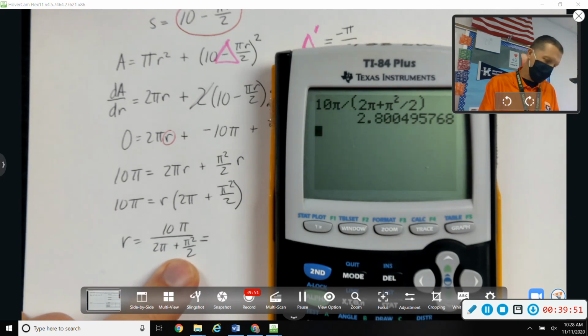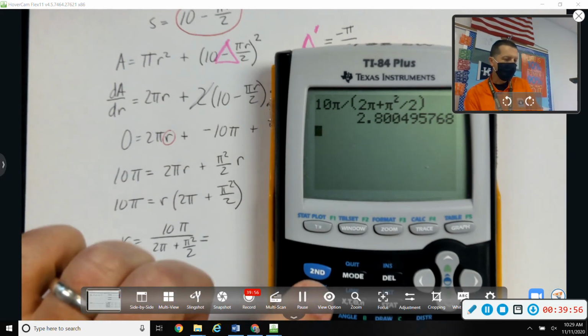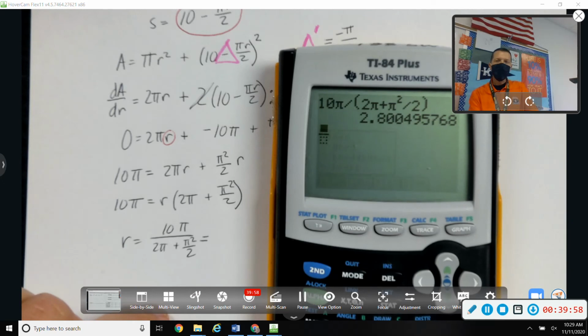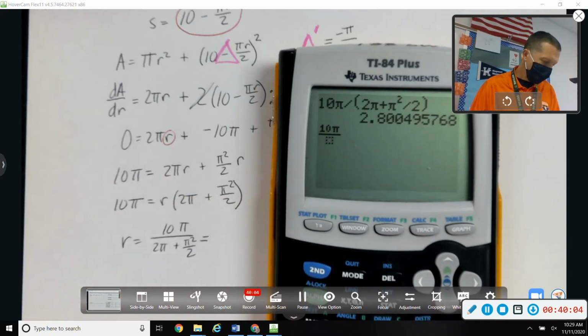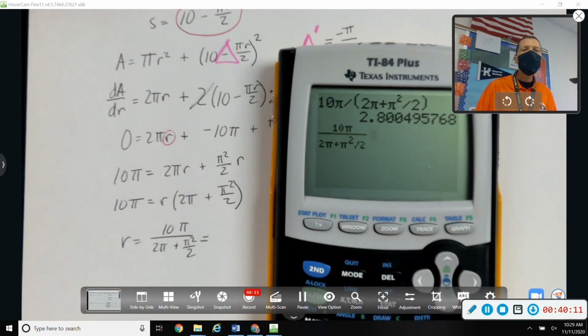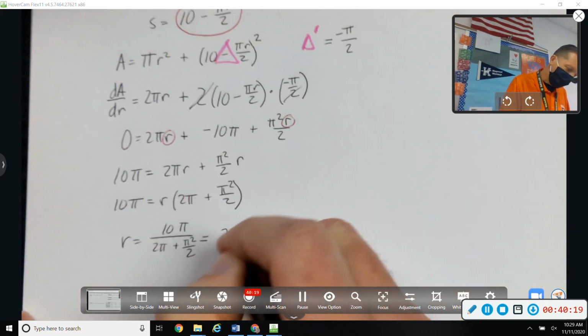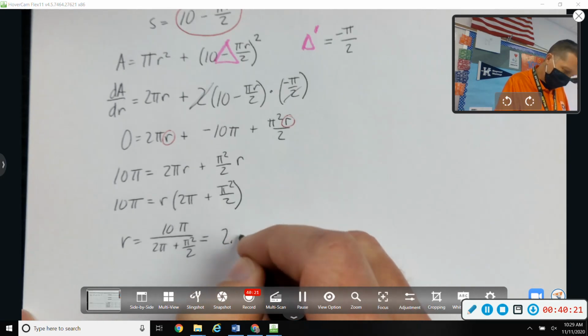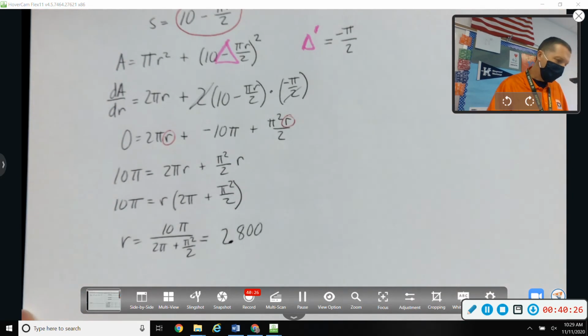By the way, your calculator has a fraction bar. I don't know if you know this or not. The alpha F1, the first option is a fraction bar. So if the parentheses are really messing with you, you can avoid some of them. Let's see, that should be the same thing. And it is. So if you like the fraction bar, it's there. If you can handle the parentheses, that's fine too. So 2.800 for r. And what was this? Centimeters.